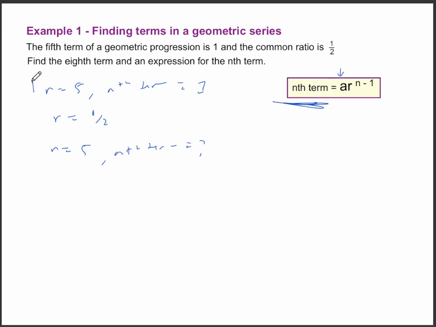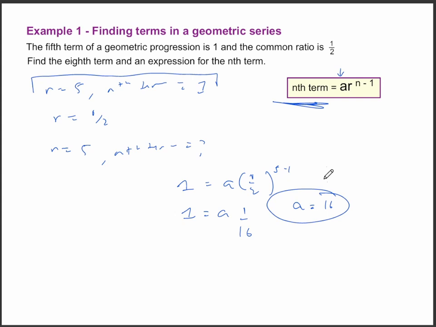We can get the A from this information right here, where we have that the nth term, which is 1, is equal to A times R, which is a half, to the power n minus 1, which is 5 in this case, so 5 minus 1, which is just 4. So we get that 1 is equal to A times 1 over 16. Multiply by 16 on both sides, we get that A equals 16.